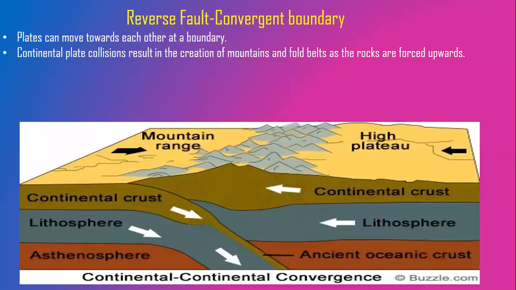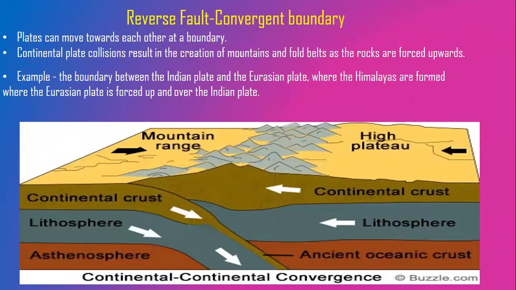The next one is the reverse fault. We will be learning about the convergent boundary now. Plates move towards each other at the boundary. Here you can see the continental plates are moving towards each other. Continental plate collision results in the creation of mountains and fold belts as the rocks are forced upwards. For example, the boundary between the Indian plate and the Eurasian plate, where the Himalayas are formed, where the Eurasian plate is forced up and over the Indian plate.